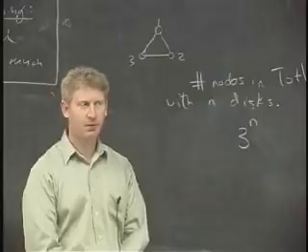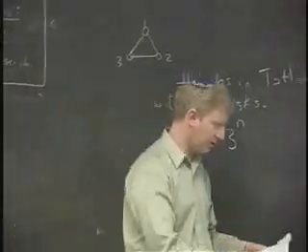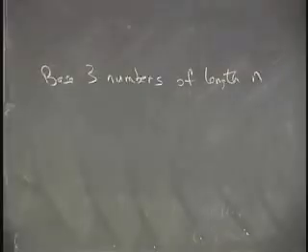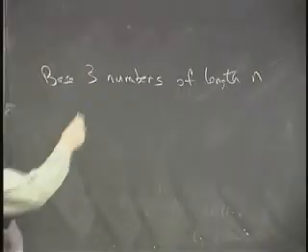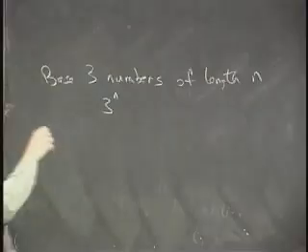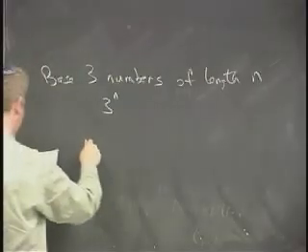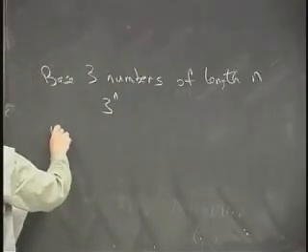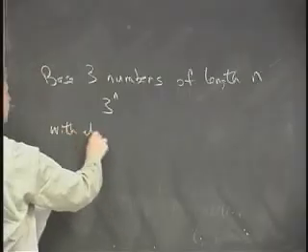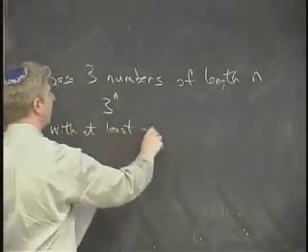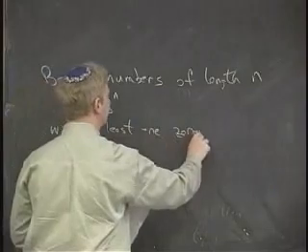All right, I want to do another problem. It'll get a little bit harder here. There's base 3 numbers of length 1. How many base 3 numbers are there of length n? 3 to the n, same as before. Now I want base 3 numbers of length n. I'm going to add a condition. With at least 1 0.